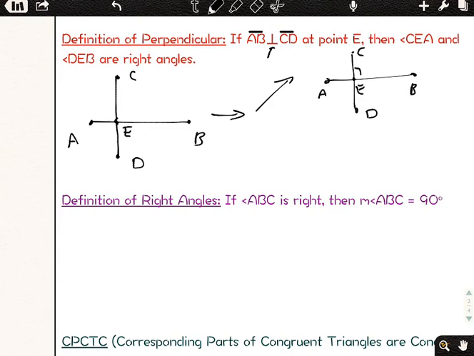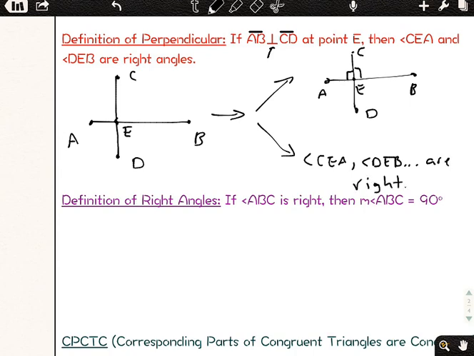Okay, so these angles are right. In fact, they're all right. All four of them are going to be at the same time. So notice perpendicularity tells us right angles, and that's all it really tells us. You guys are going to forget about that later, but it's going to become really, really important. Okay, so angle CEA and angle DEB, and actually all of them are going to be right.